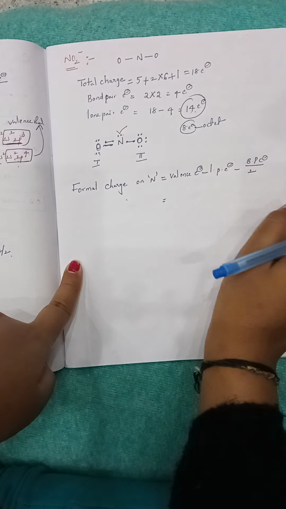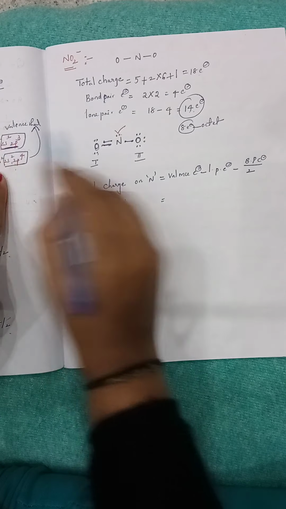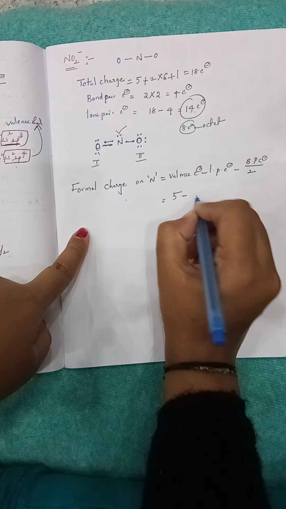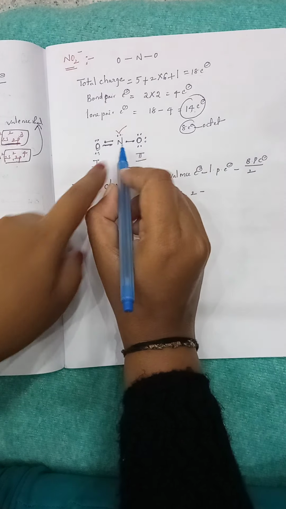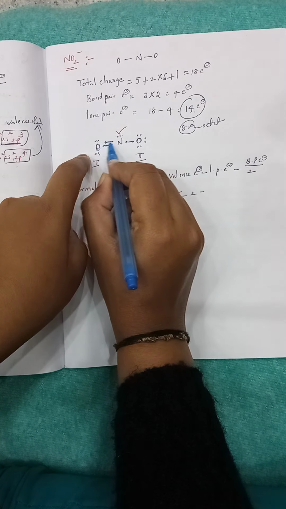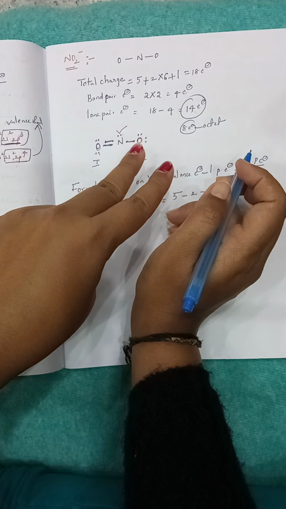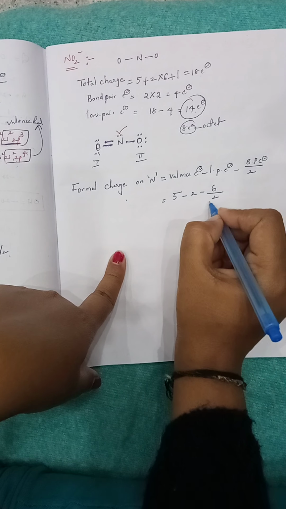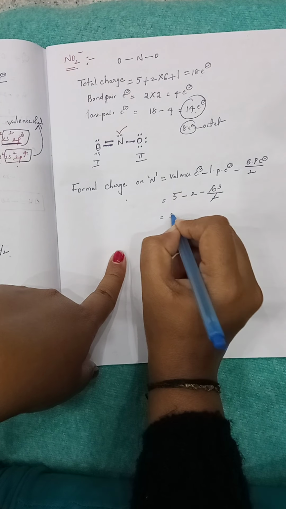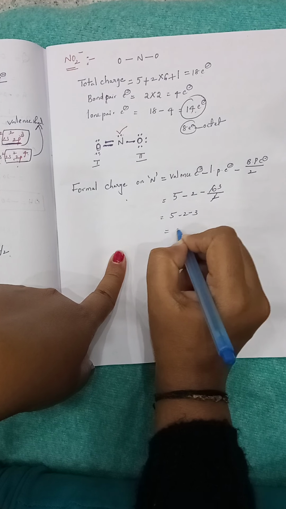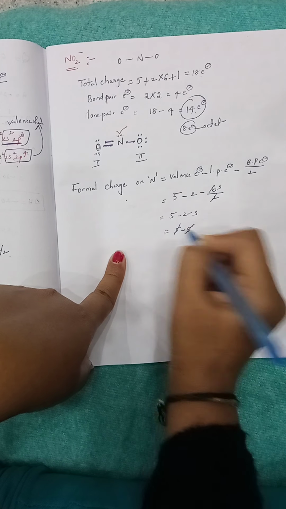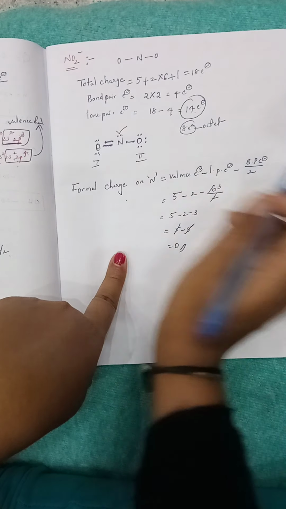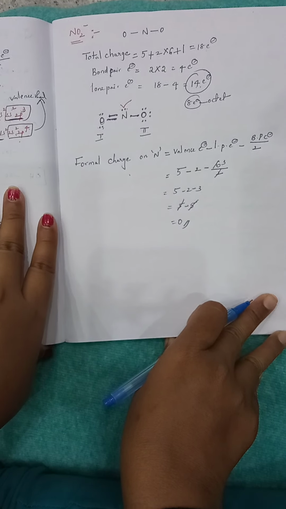So we know valence electrons in nitrogen here are 3 plus 2, that is 5, minus lone pair electrons, only 2 are there, minus bond pair electrons. How many bonds are there? 1, 2, 3. In each bond 2 electrons are there, so 2 into 3, 6, by 2, is 3. Then 5 minus 2 minus 3, that is 5 minus 5, finally 0. There is no charge on nitrogen in the NO2 minus molecule.